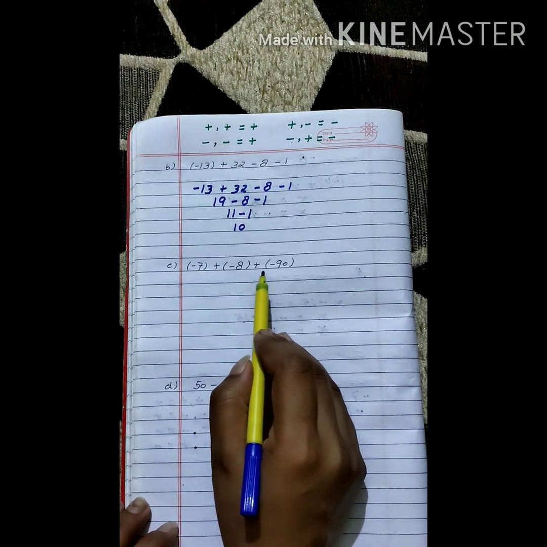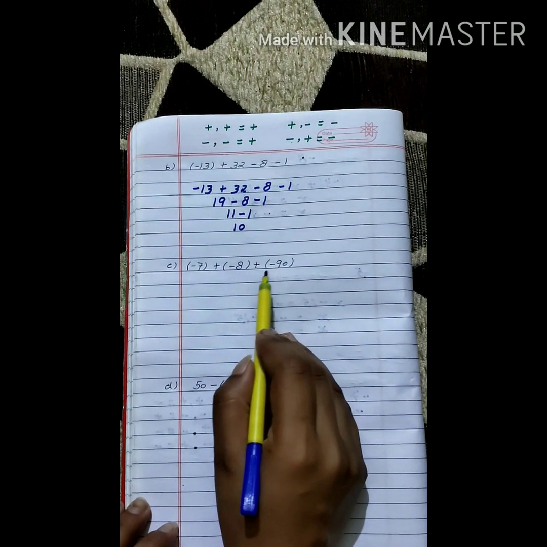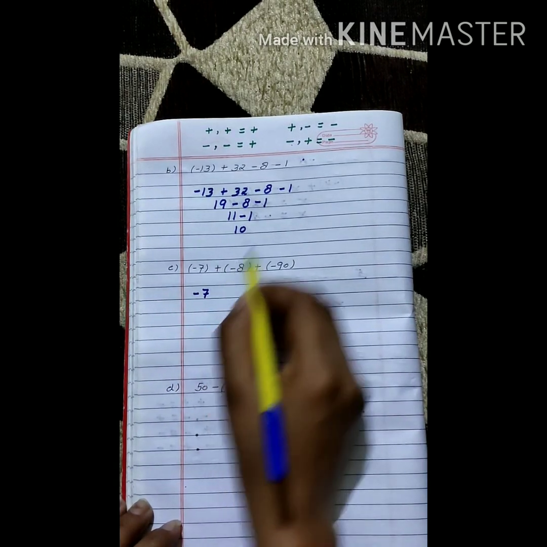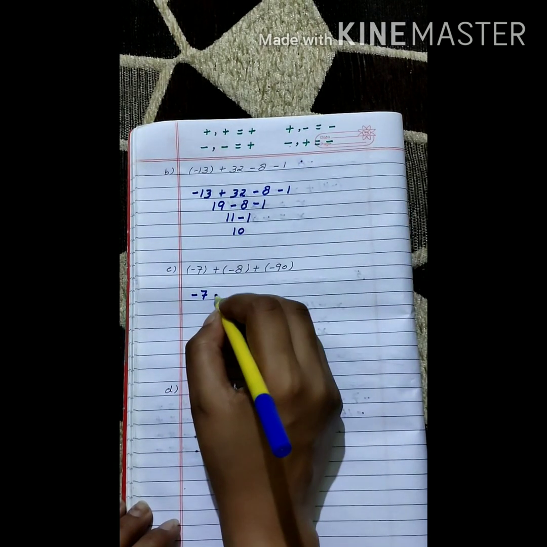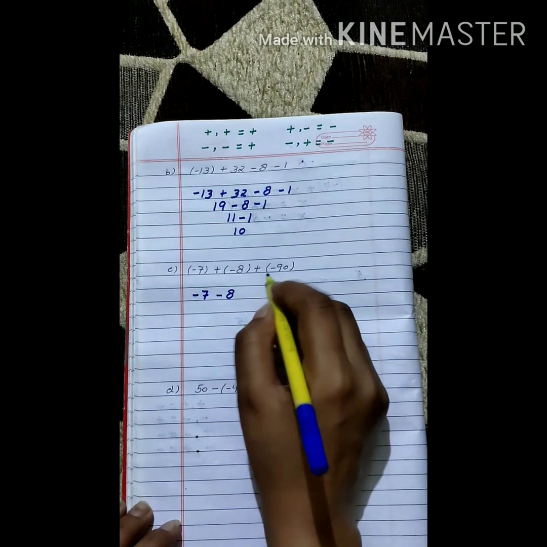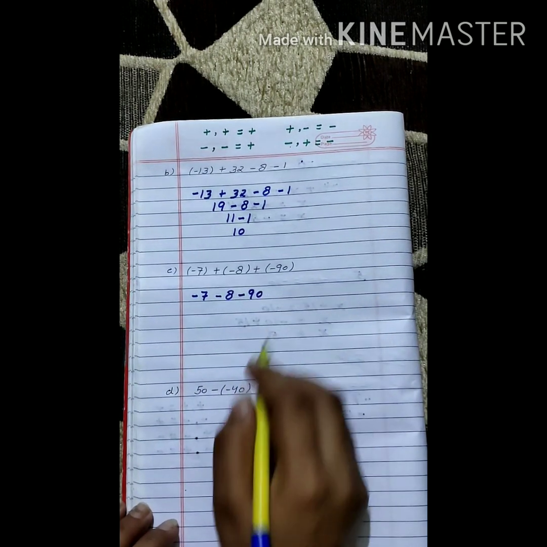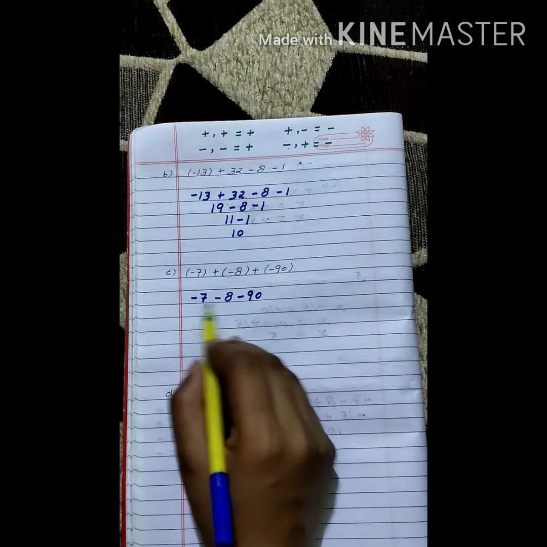C part. Minus 7 plus minus 8 plus minus 90. Firstly we will solve the bracket because these 2 terms have 2 signs together. Now minus 7 plus minus, that is minus, so it will become minus 8 plus minus, that is minus, so it will become minus 90. In the next step, firstly we will solve the first 2 terms.